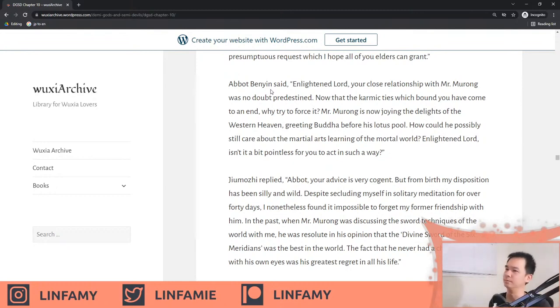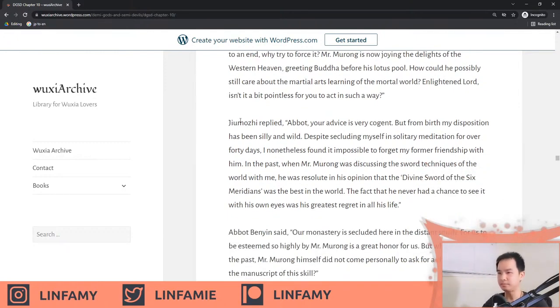Abbot Ben Yin said, "Enlightened Lord, oh, sorry, they're talking to this enlightened Lord that has visited them, right? Enlightened Lord, your close relationship with Mr. Murong was no doubt predestined. Now that the karmic ties which bound you have come to an end, why try to force it? Mr. Murong is now enjoying the delights of the western heaven, greeting Buddha before his lotus pool. How could he possibly still care about the martial arts learning of the mortal world? Enlightened Lord, isn't it a bit pointless for you to act in such a way?"